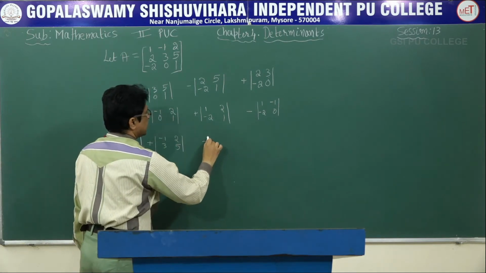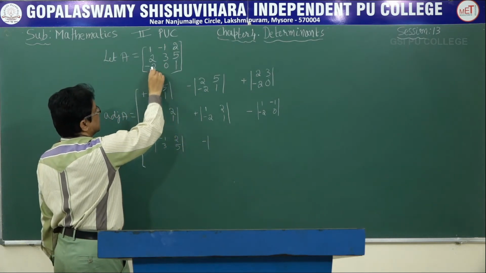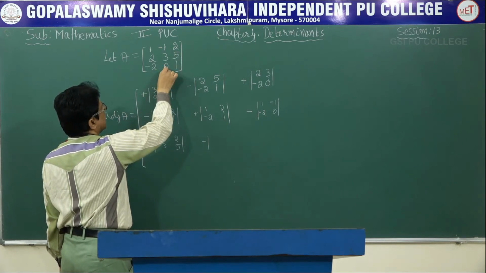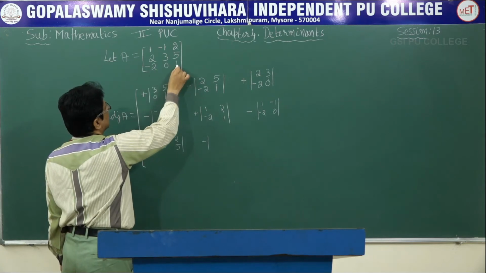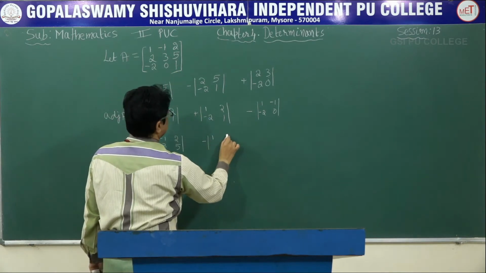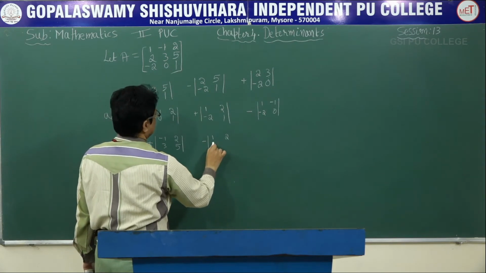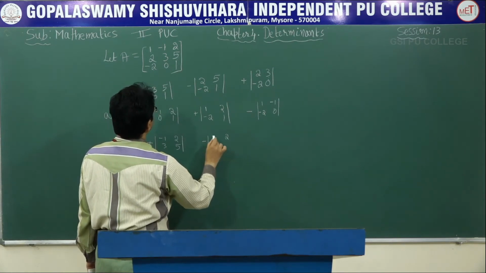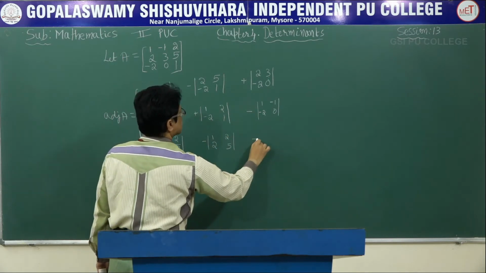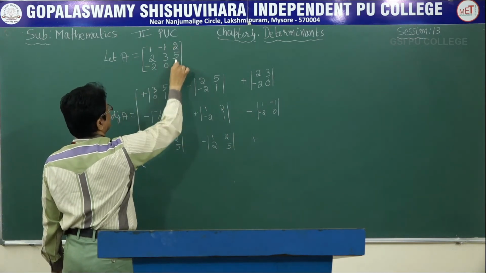Next, minus. So, let us find the cofactor of 0. 0 lies in the third row and second column. Let us take the determinant of the other elements eliminating the third row and second column. 1, 2, 5. Next, plus. So 1 lies in the third row and third column.